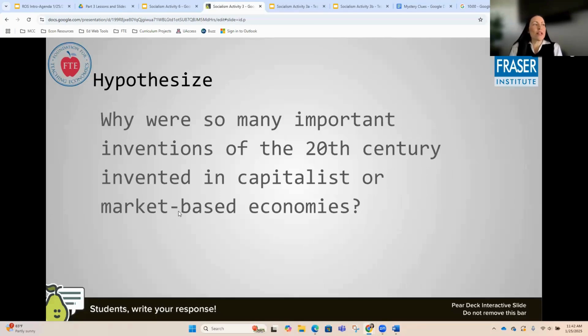Why do you think so many important inventions of the 20th century, in the 1900s, were invented in capitalist or market-based economies? What do you think? Go ahead and write your answers in Pear Deck. Go back to your phone or your other window where you have Pear Deck open. Give me some of your responses. Looks like we have one of our participants in the waiting room, Debbie.